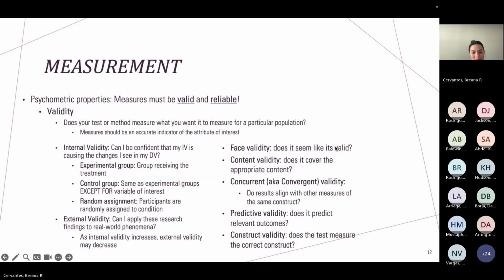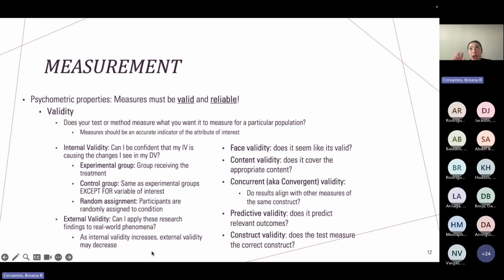Okay, let's look at construct, concurrent, and any of these others. Internal validity is whether your independent variable that you're interested in testing is actually causing the changes that you see in your dependent variable. If it's not, you probably haven't operationalized your independent variable properly, or there might be some third variable that's more responsible for this relationship. So does your study actually have internal validity?